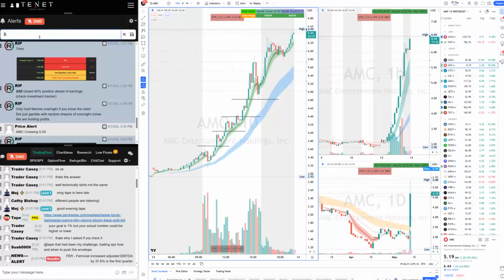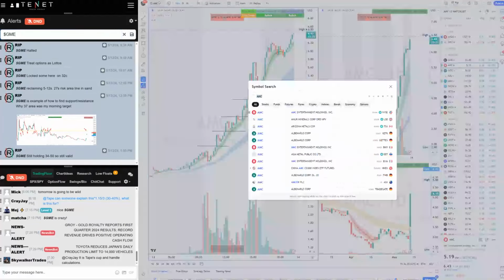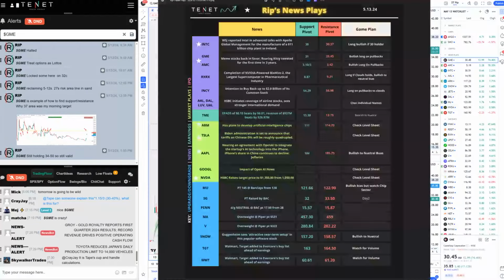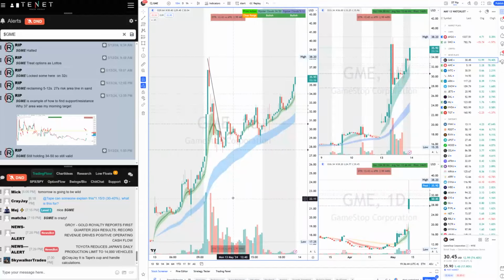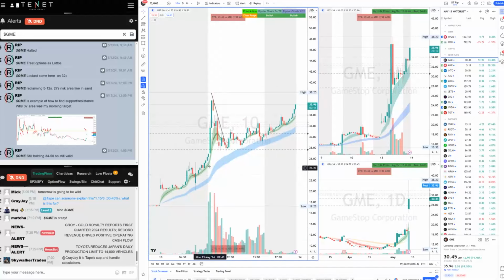So the next one we're going to look at is GME, guys. So let's look at GME. What was the plan on GME? As I showed you, we were ready in the pre-market with our plan. The support was $21, resistance was $25.45. So at the open, support was $21, and I was waiting for a pullback.